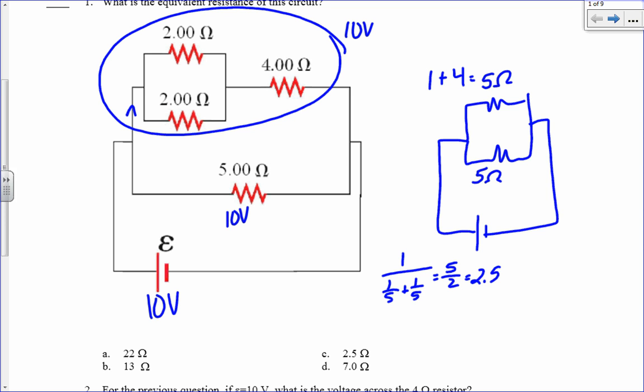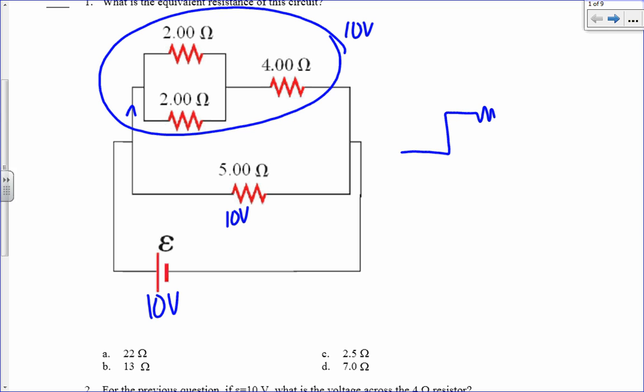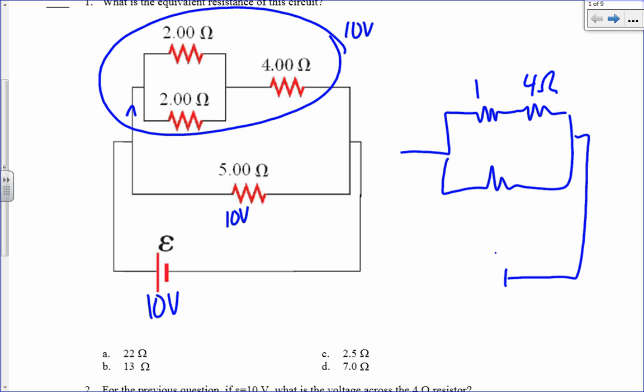Let me redraw it over here. You'll see it more easily. So I can redraw this circuit as a 1 ohm and a 4 ohm in parallel with a 5 ohm. I'm telling you that it's now hooked up to a 10 volt power supply. This is 5 ohms.